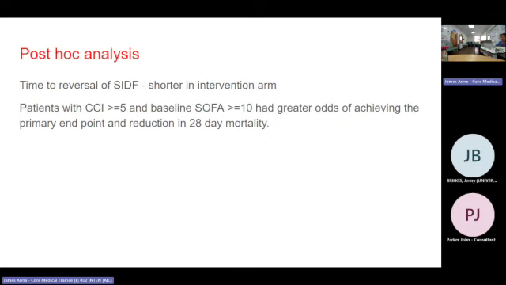They again adjusted the data to look at patients who had a Charlson comorbidity index of more than or equal to 5 and patients with a baseline SOFA score of more than or equal to 10. These patients specifically had greater odds of achieving the primary endpoint. And they also had a greater reduction in the 28-day mortality as compared to the placebo group.